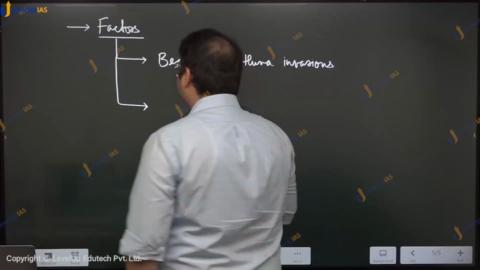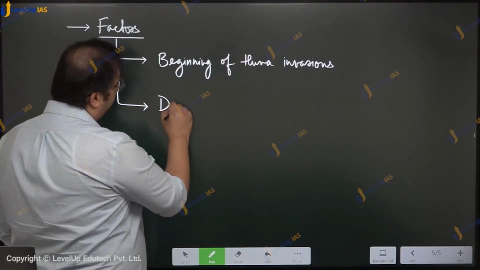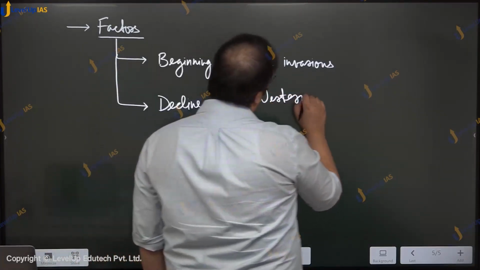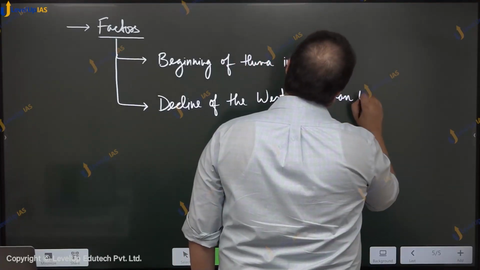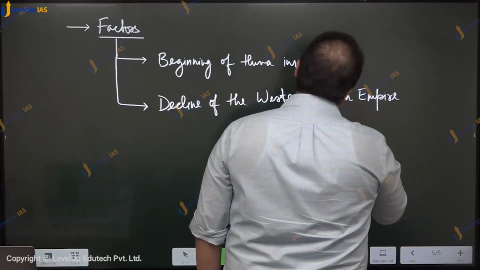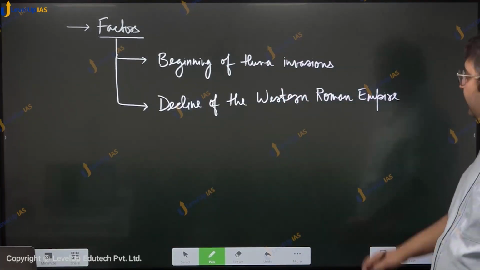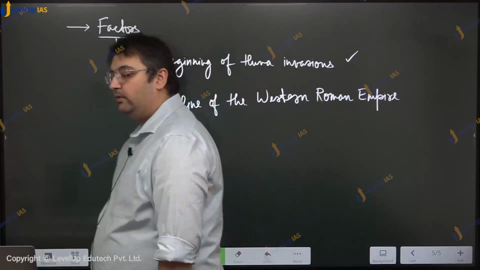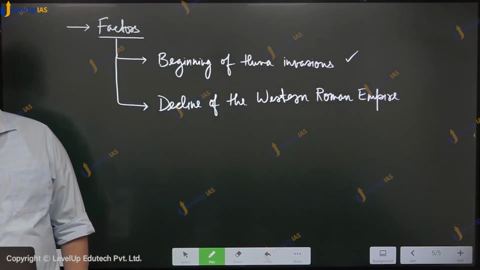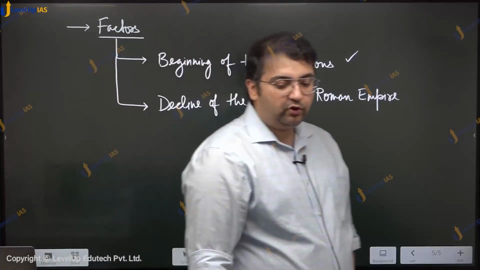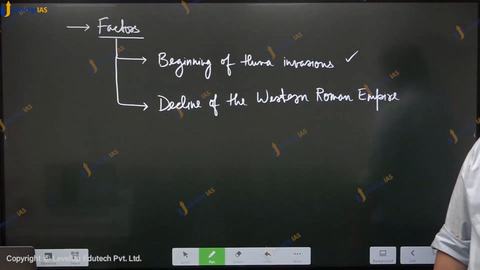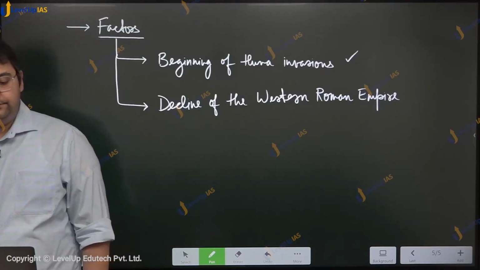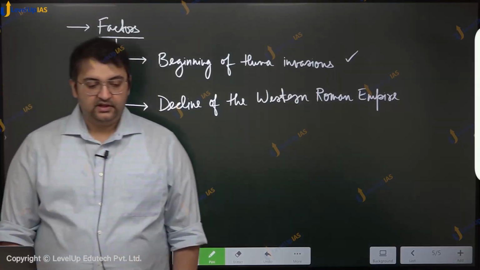Write the next point. The decline of the Western Roman Empire, around the same time as the Huna invasions began, around the mid 5th century CE, also robbed India of its most lucrative or most profitable trade partner.